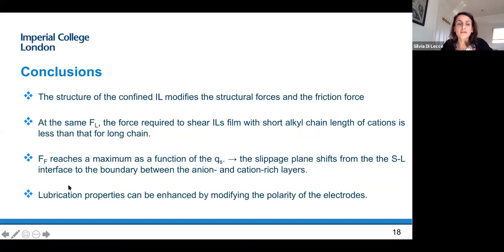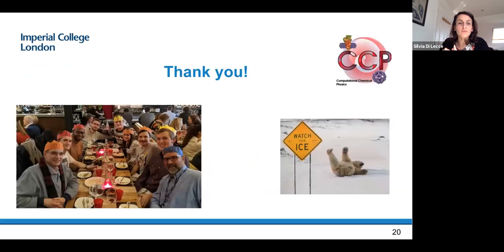And we saw that with the charge density, we can see a maximum in the friction force, which is connected to the reorientation of the cation, and also to the shift of the slippage plane from the solid-liquid interface to the inner layers of the confined region. And then finally, we saw that changing the polarity of the electrodes can also tune friction. And in particular, we saw that anions are better lubricants than the cations for this ionic liquid family. So with that, I would like to thank the group and all of you for listening.